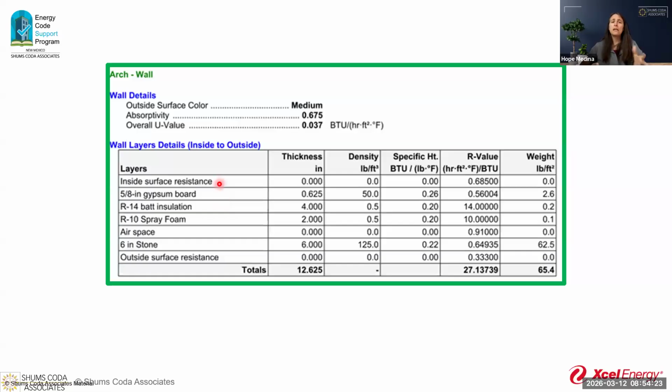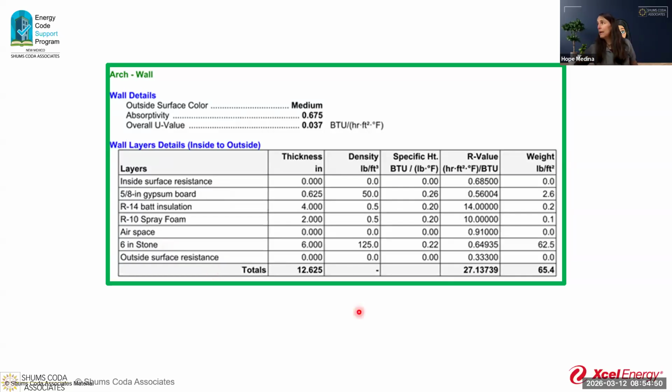It says inside surface resistance, that's paint, right? So we've got our paint, our 5/8 chipboard. It says that we have an R14 batt insulation with an R10 spray foam. It also talks about an airspace, and then it has 6 inches of stone and your outside surface resistance, which is, again, paint, right?